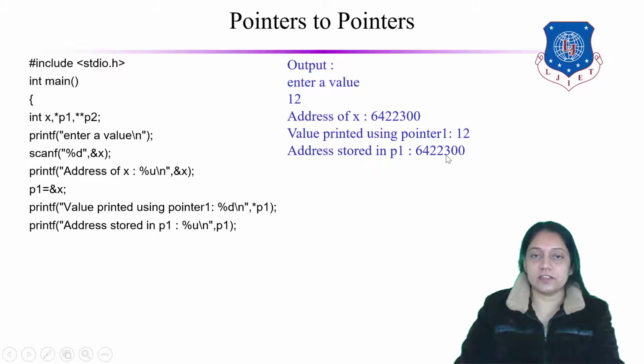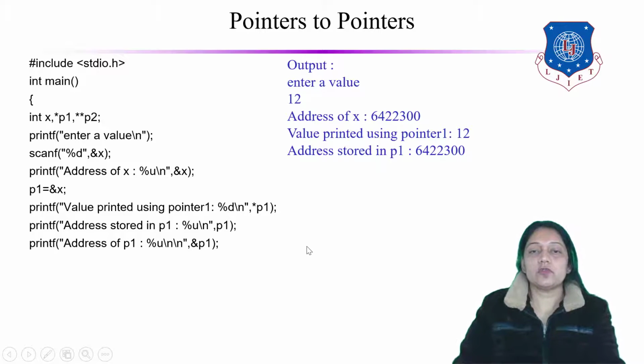So P1 has this address. When I do star P1, meaning at this address what is the value, that is 12 will be displayed. Also, P1 is stored at some particular memory address. So if I want to display the address of P1, I'll use ampersand P1. So this is my address of P1. So P1 is stored at the address of this.